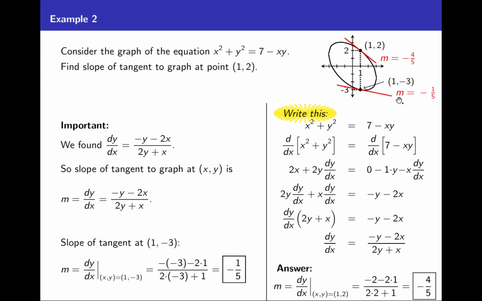So this tangent line has a slope of minus 1/5, which of course is different from the slope of the other tangent line. So in doing implicit differentiation, you will get an expression for dy/dx, and you should appreciate what that is doing. That dy/dx expression is a machine that finds the slope of any tangent line to the graph of your equation. Just plug in the relevant point, you get the slope.